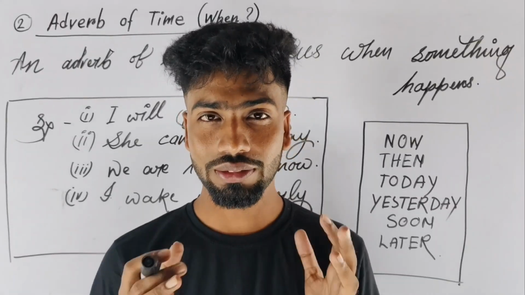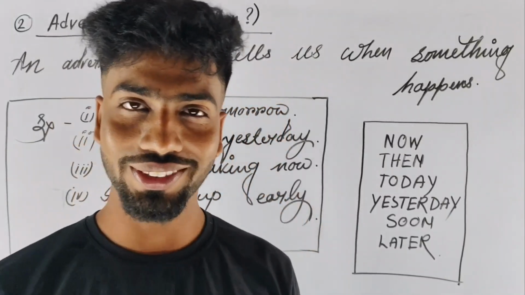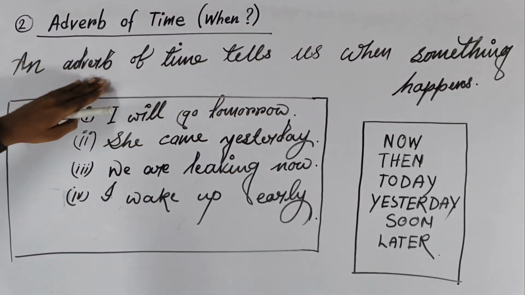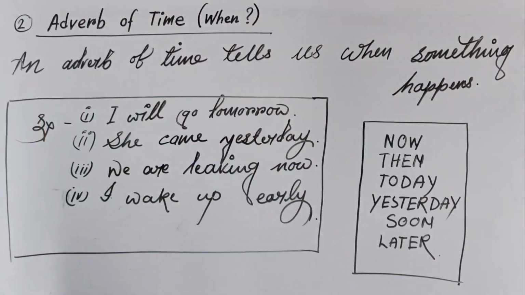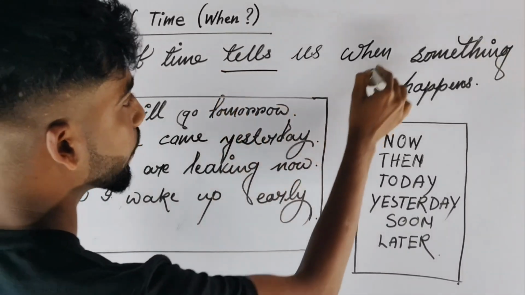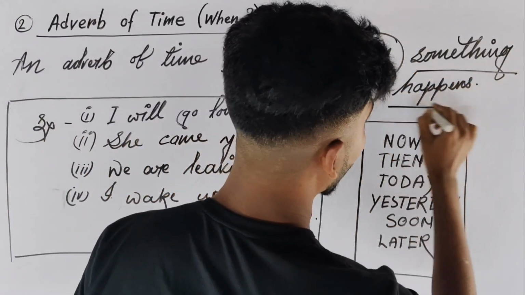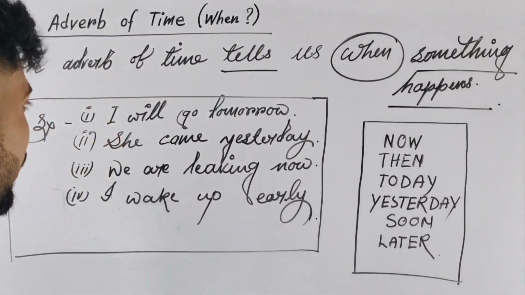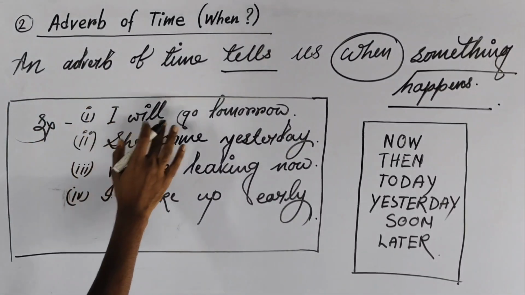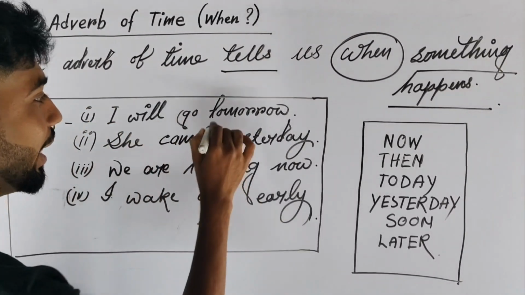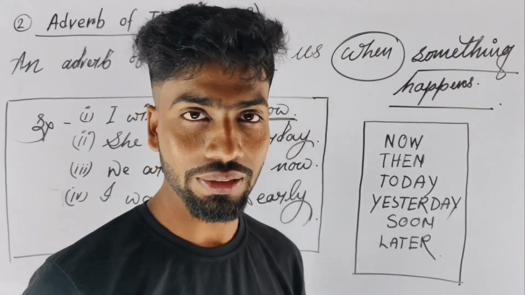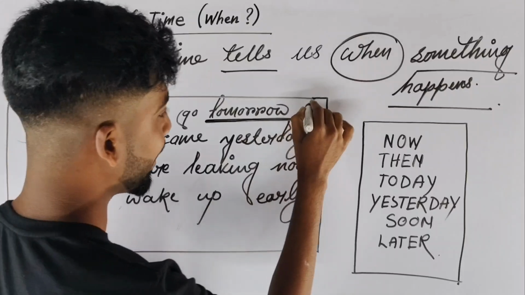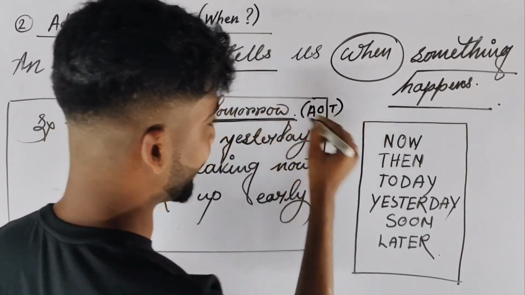Now let's talk about the next type of adverb. Adverb of time. An adverb of time tells us when something happens. For example, look at this sentence. I will go tomorrow. Here, tomorrow tells us when I will go. So here, tomorrow is an adverb of time.